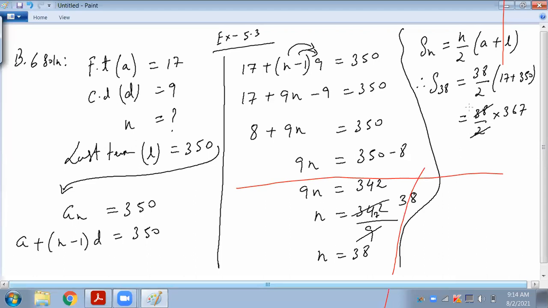Again, we can cut 2 and 38. Okay, 367 into 19 will be how much? 367 into 19 will be 6973. That means the sum is 6973. Okay, once you are done, you can raise your hand.